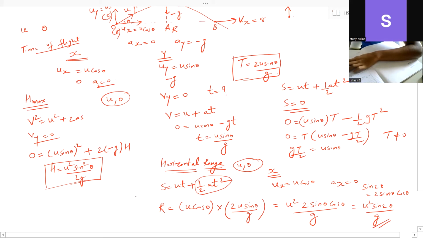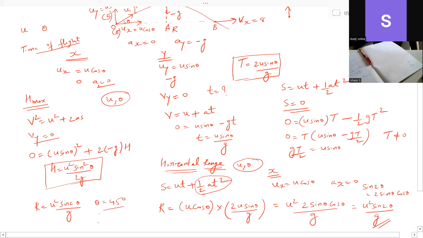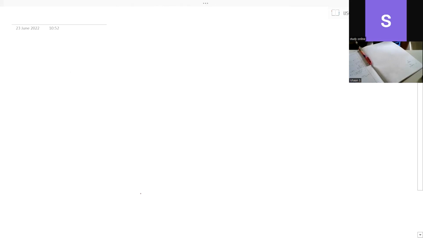So horizontal range will be maximum at which angle? Pay attention. Your R is u square sine 2 theta by g. So theta equal to 45 degree, the R will be maximum, because sine of 2 into 45, that is sine 90, is the maximum value, which is 1. Okay, so now we'll start with questions. Now just write down those formulas.